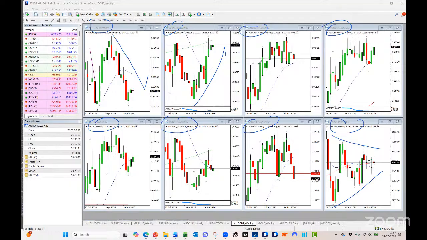Aussie against Canadian is interesting because Canadian's been at the bottom, but if you look at that, I see that as a triple top with the third leg being a bearish engulfing, and now the 20 is starting to roll, and we're starting to sit there on that.